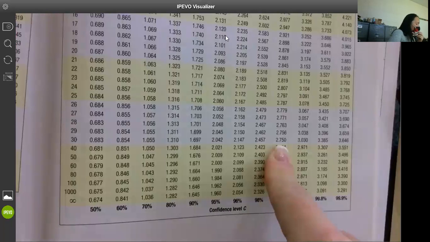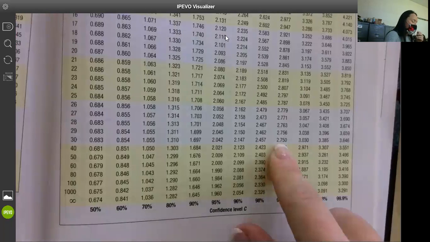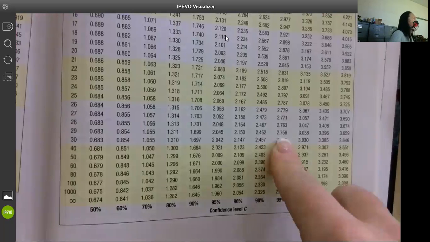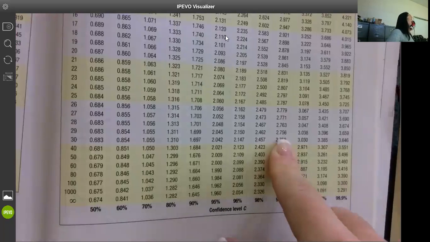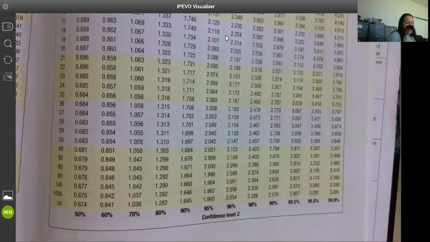What? Oh, 2.756. You are right. 29 degrees of freedom. That's what I have on my paper. I just didn't go up high. Is everybody good? All right. Put this away.